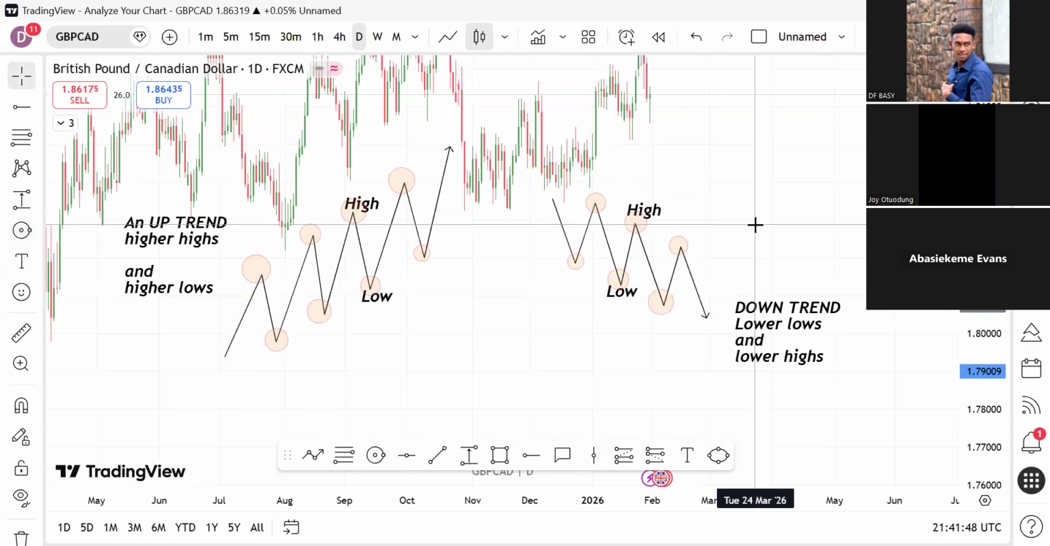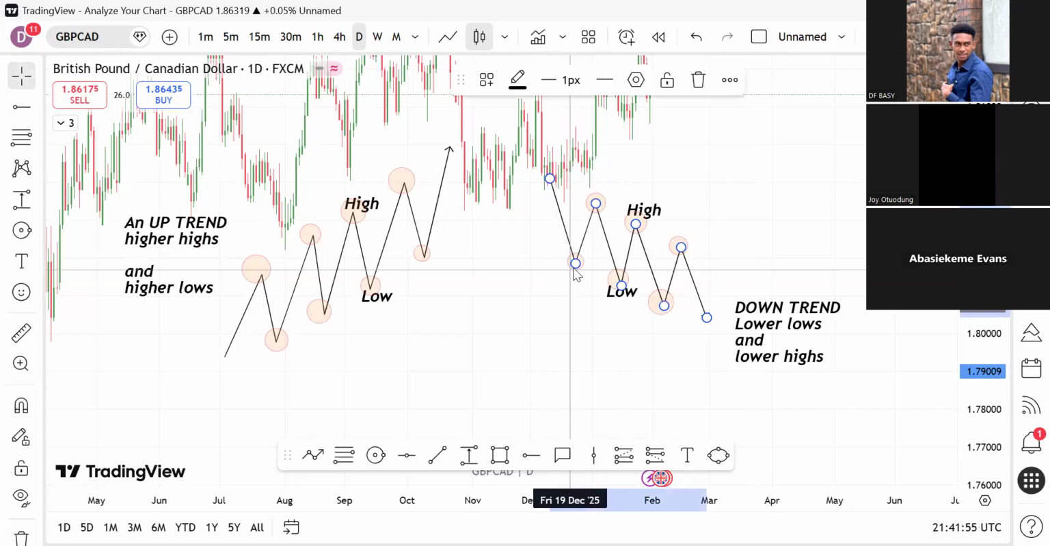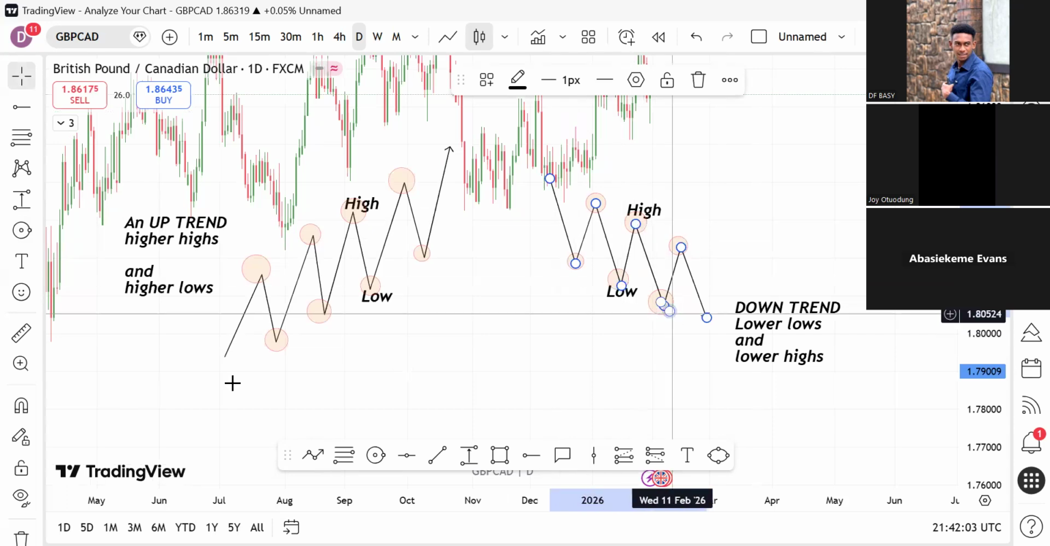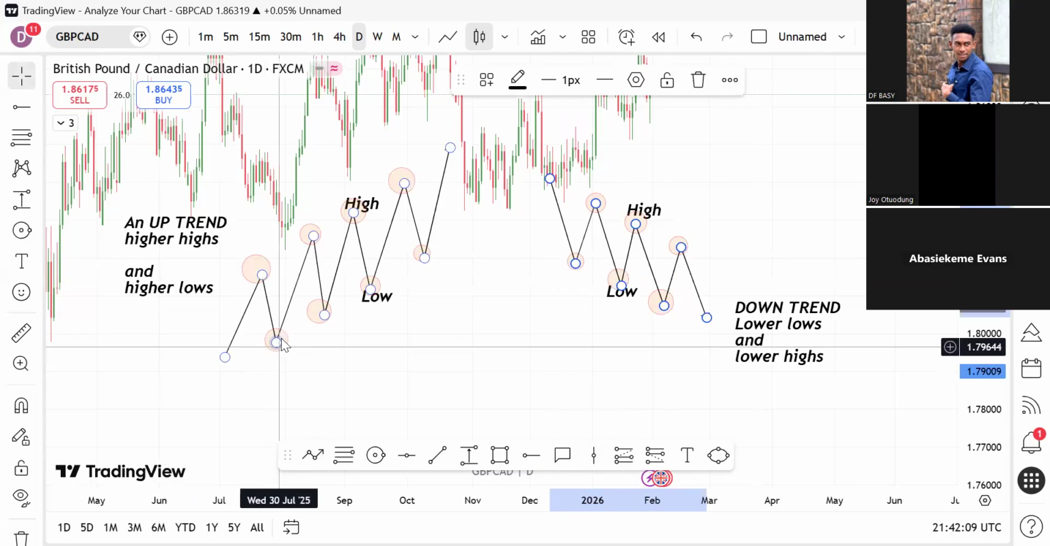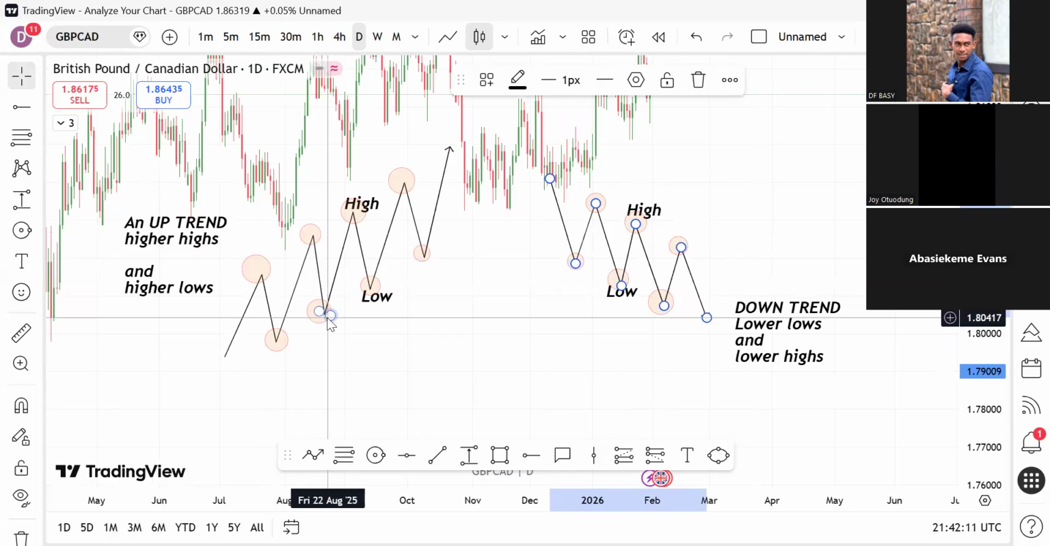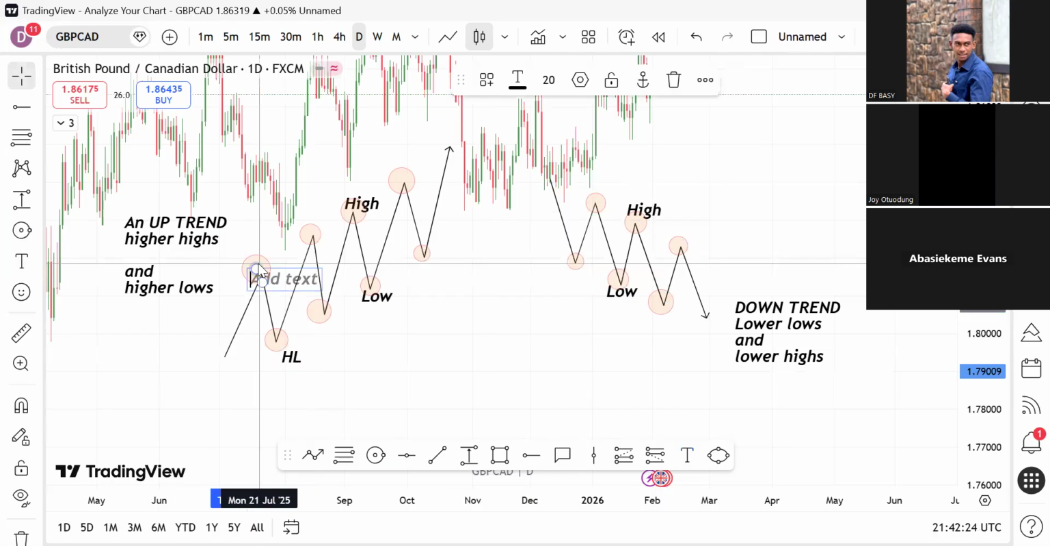So now, when I say the market makes higher highs and higher lows. In the downtrend, the market keeps on making lows. This is a low. It goes up, creates a high, comes back, creates a low, goes back, creates a high, comes back, creates a low. Then in an uptrend, it goes up, creates a high, comes down, creates a low, goes up, creates a high, comes down, creates a low. So basically, in clear terms, this is a higher low, and this is a higher high.